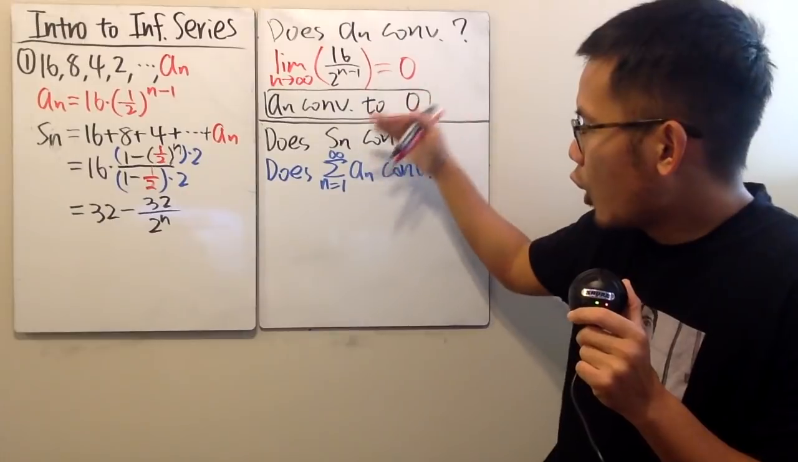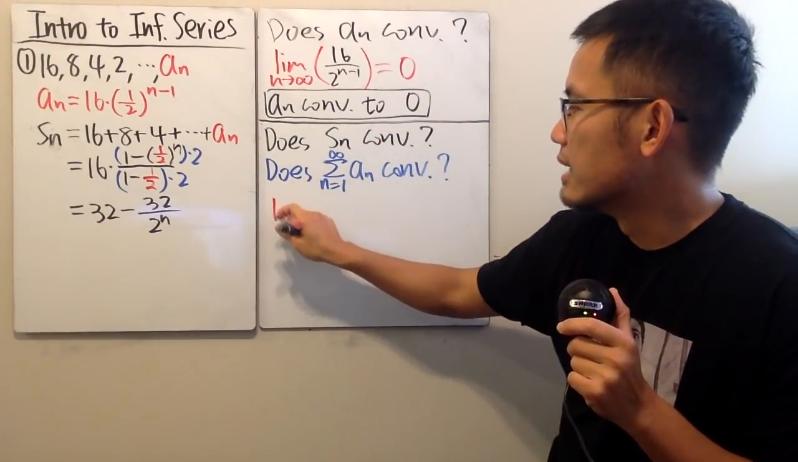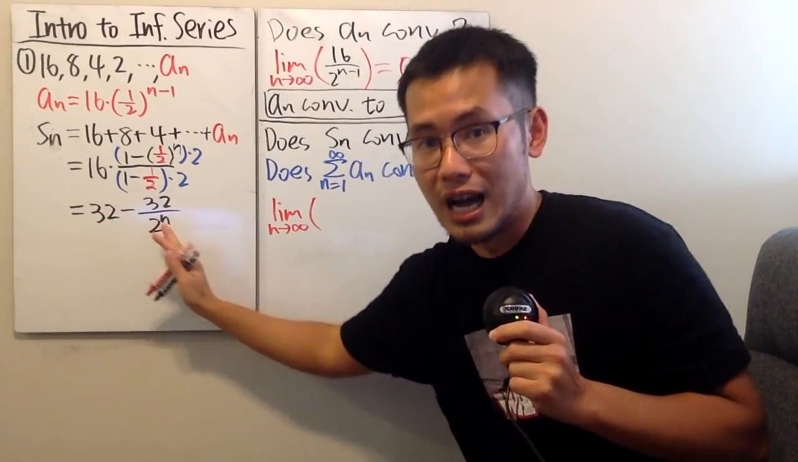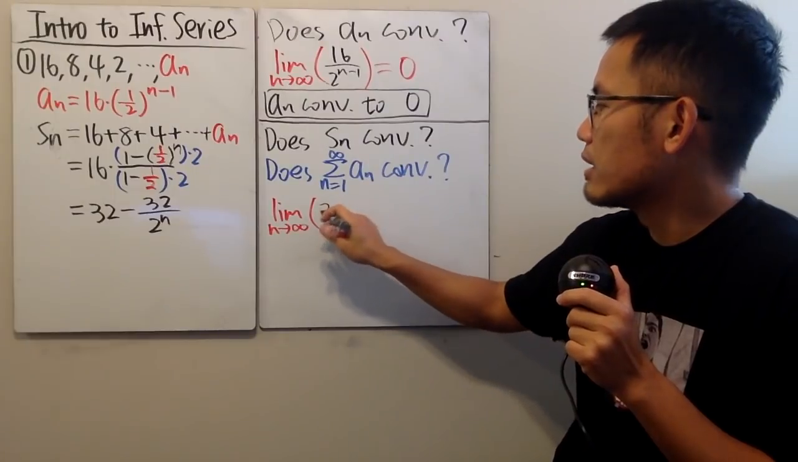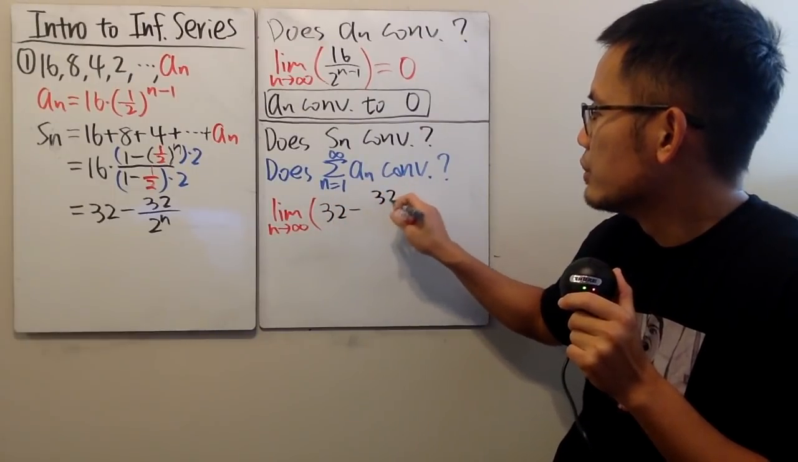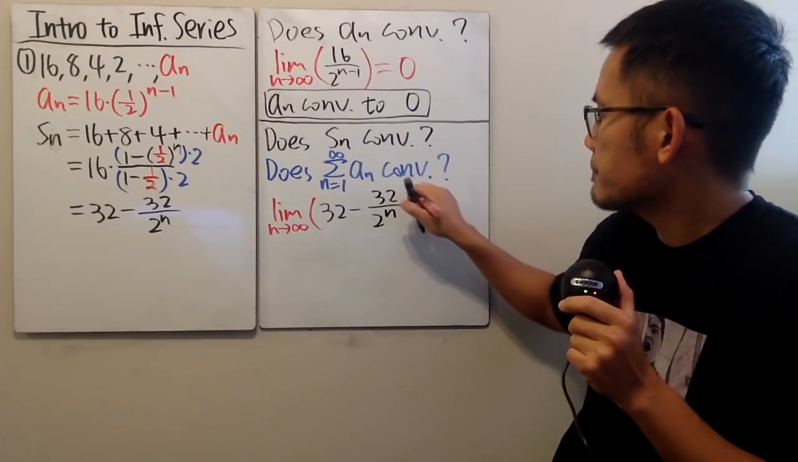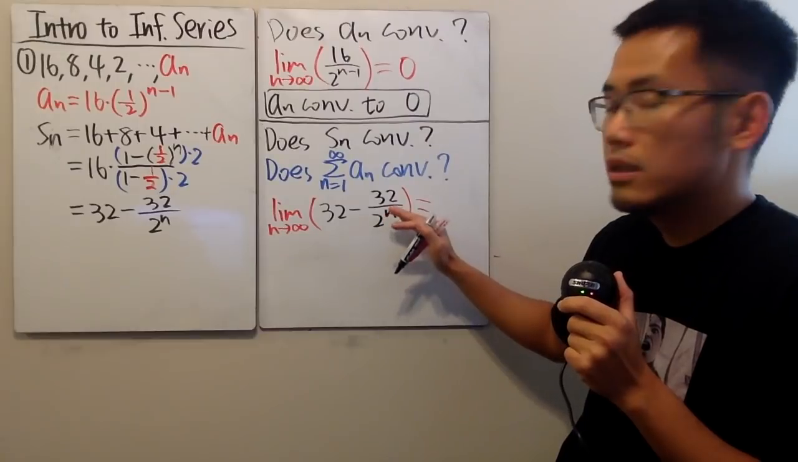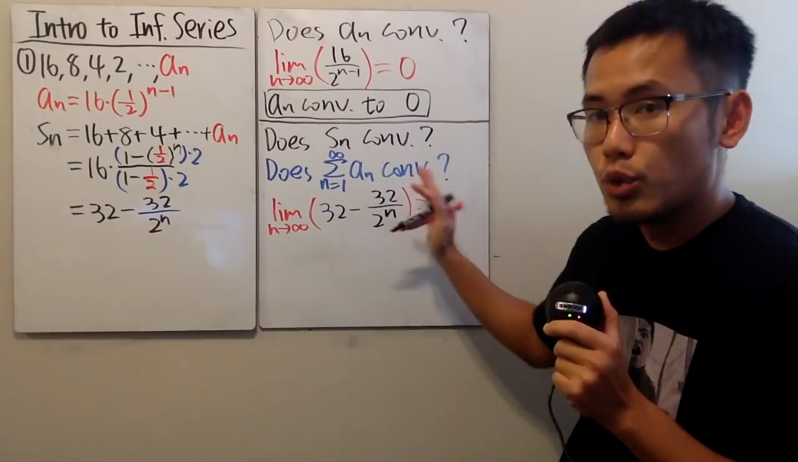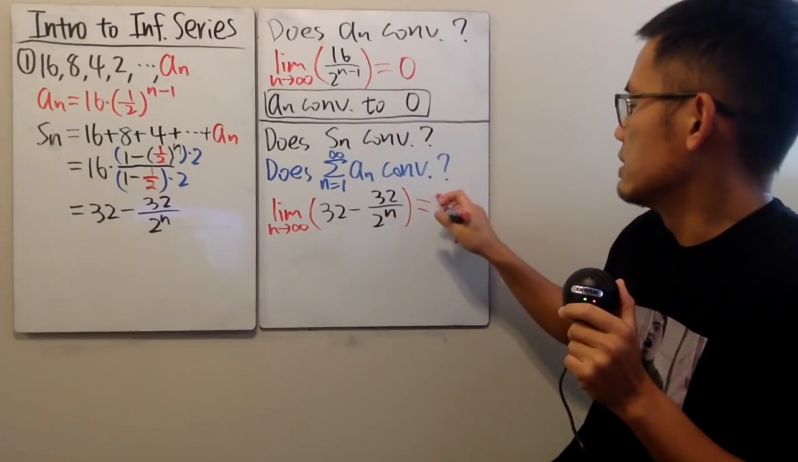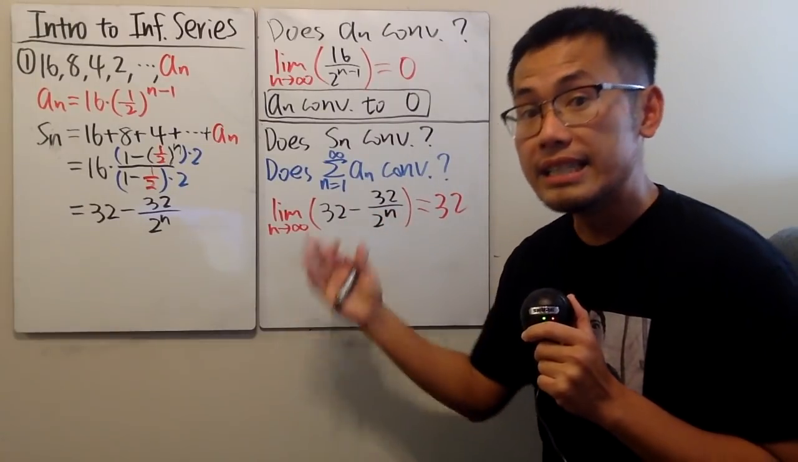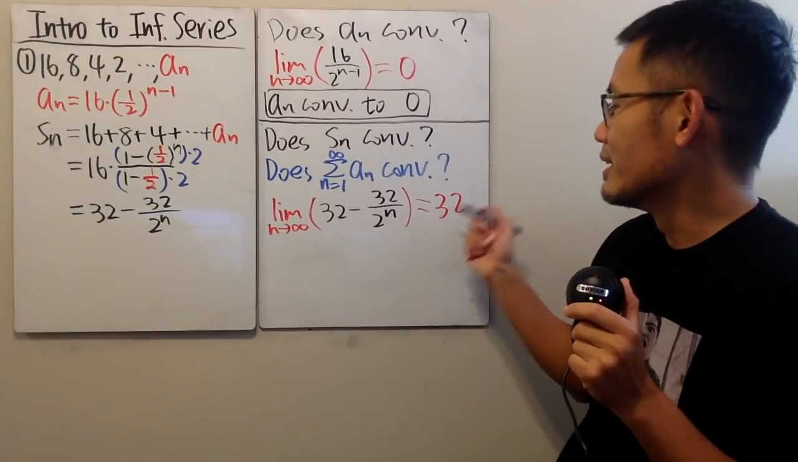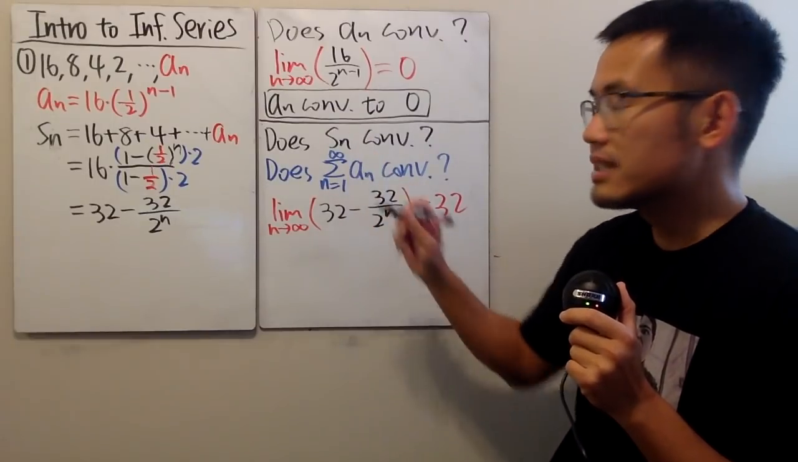But anyway, all in all, we just have to take the limit as n goes to infinity of the Sn formula, which is this, and I just have to put that down. 32 minus 32 over 2 to the n. Well, when we put infinity to here, 32 over 2 to the infinity, which is infinity on the bottom, that will give us 0. 32 minus 0 will be 32. Done. And after this, we can say, yes, it does converge. It converges to 32. You can say Sn converges.